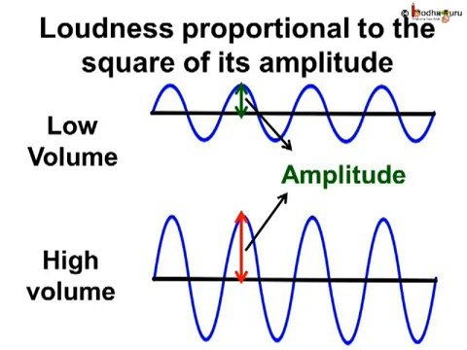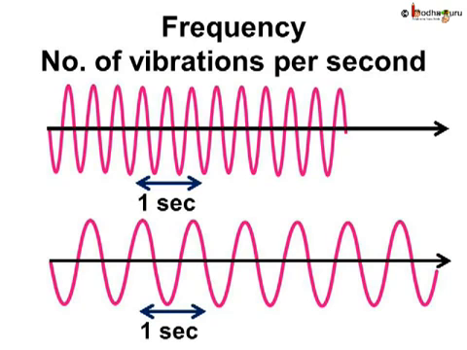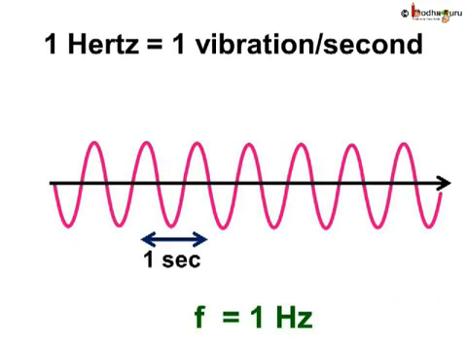Actually, the loudness of sound is proportional to the square of its amplitude, although feelings of loudness are different from person to person. Now coming to the number of vibrations made, how do we say or represent whether the vibrations are slow or fast? So, the number of vibrations or oscillations per second is called the frequency of the oscillation. The frequency is expressed in hertz and its symbol is Hz for hertz.